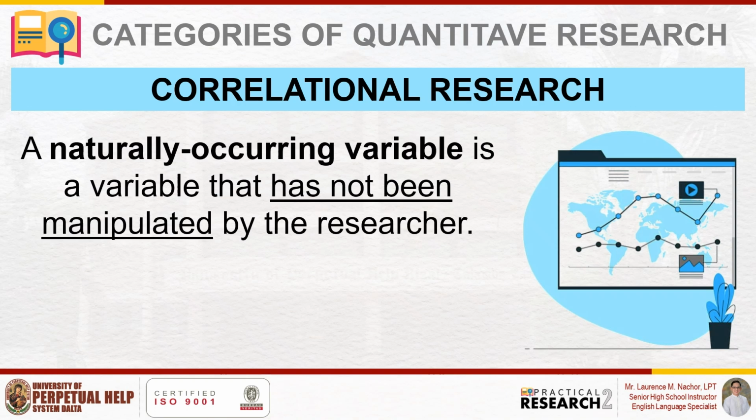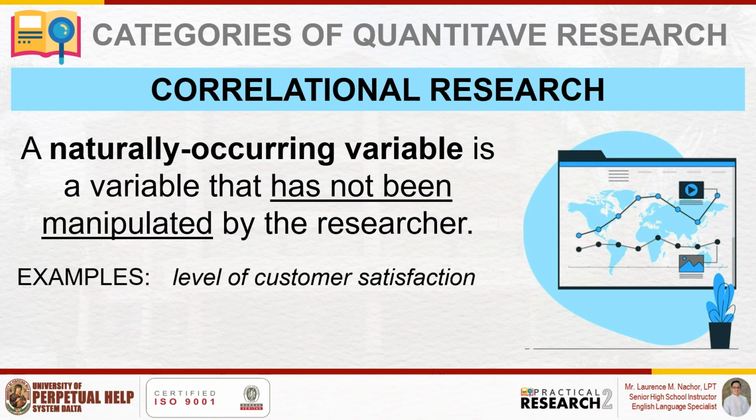Now we mentioned the naturally occurring variable. So what is that? What does it mean? A naturally occurring variable is a natural variable, and this variable is not manipulated. Examples, we have level of customer satisfaction, study habits, and quality of life.